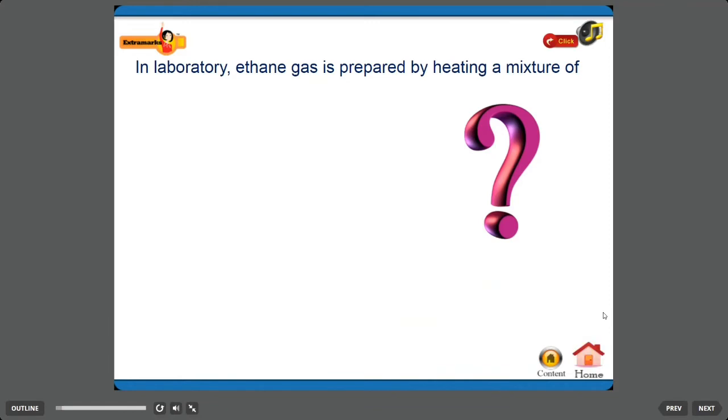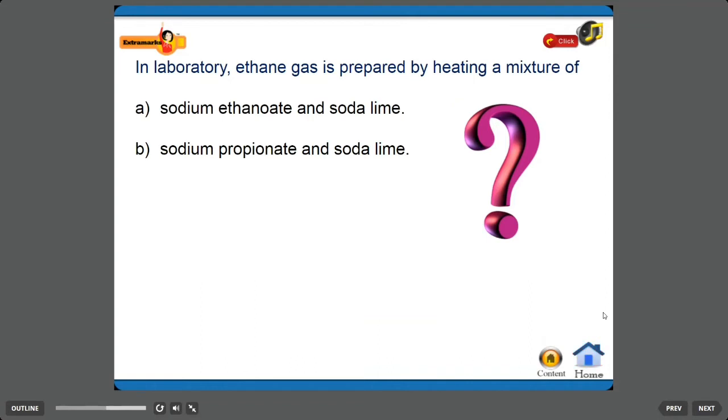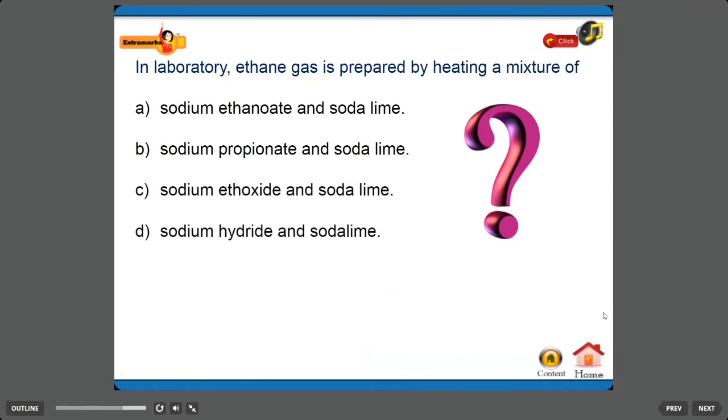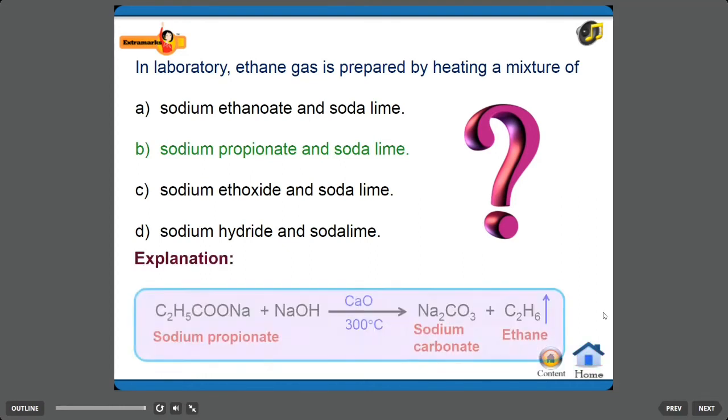Now it's time to have a learning check. In the laboratory, ethane gas is prepared by heating a mixture of, and your options are: sodium ethanoate and soda lime, sodium propanoate and soda lime, sodium ethoxide and soda lime, and sodium hydride and soda lime. The correct answer is option B, sodium propionate and soda lime.